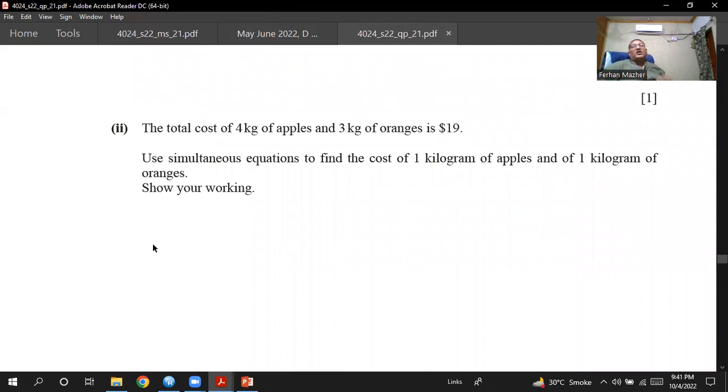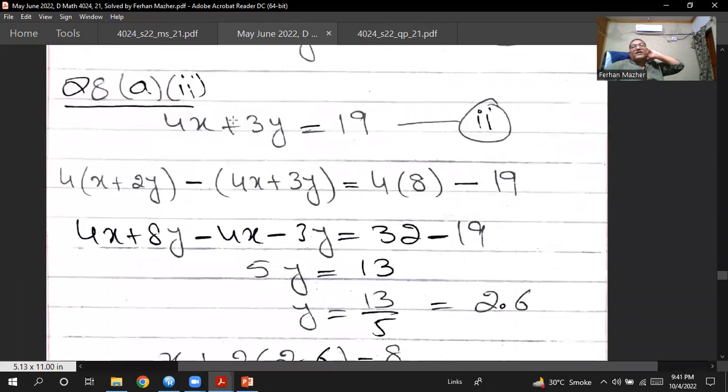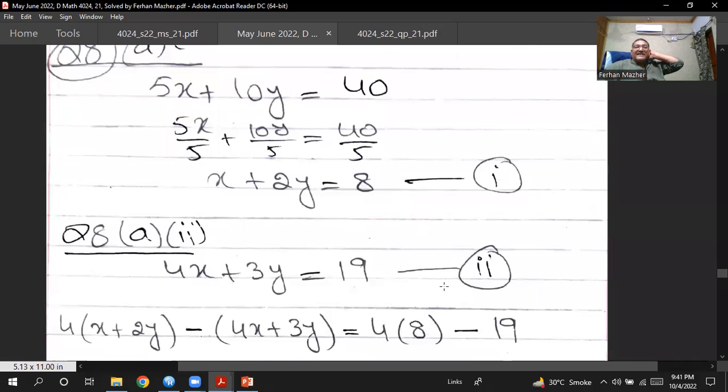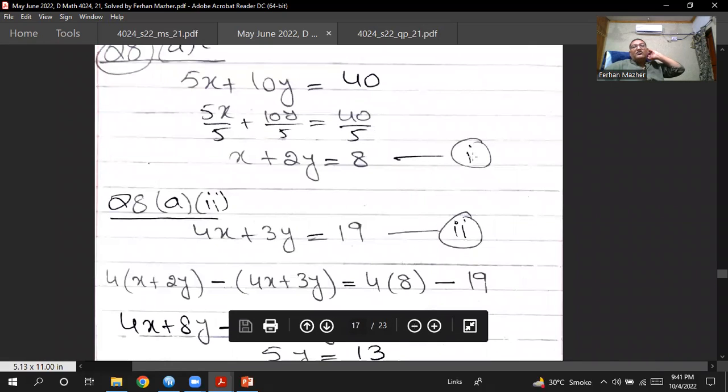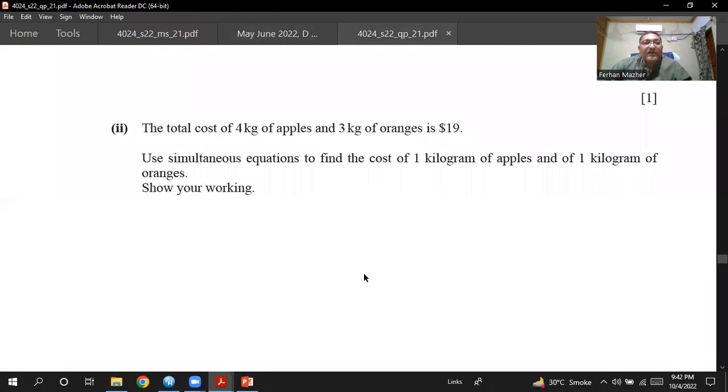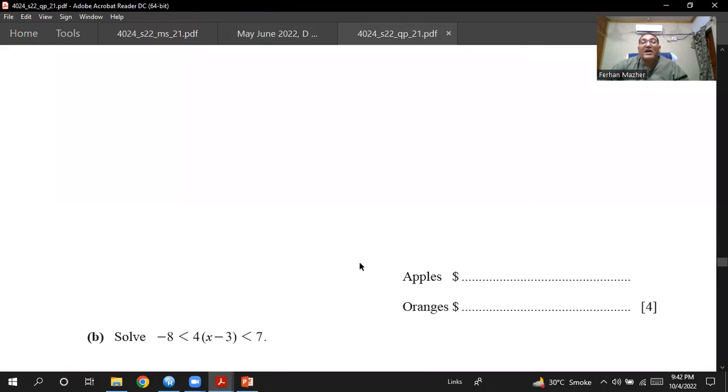Then it says the total cost of 4 kg of apples and 3 kg of oranges is $19. So this equation will be 4x plus 3y equals 19. So that's the second equation. We are going to use the simultaneous equations. These two are the simultaneous equations, and we want to find out the values of x and y. And it's a 4-mark question.